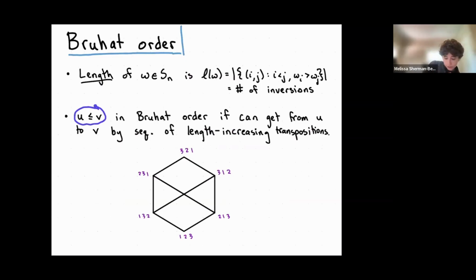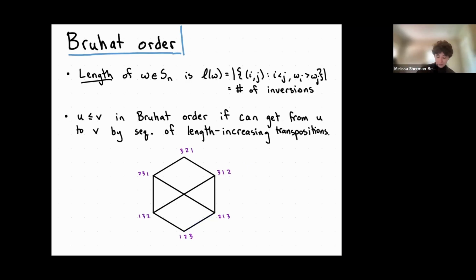So u is less than or equal to v in the Bruhat order if you can get from u up to v by a sequence of transpositions which increase length. A transposition is when I take two numbers that appear in the permutation and swap them. Here's a picture of the Hasse diagram of Bruhat order for S3. All I've drawn here is cover relations, so moving up the edges always moves you up in Bruhat order.